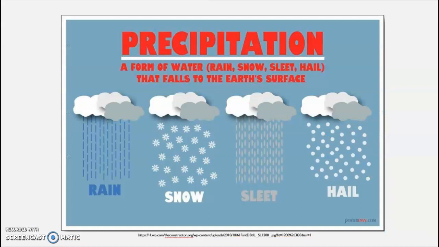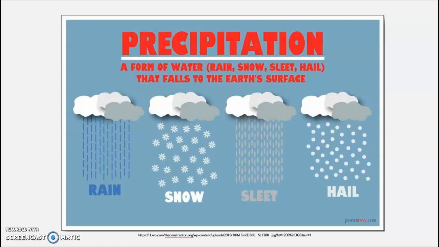So now we have the different forms of precipitation. The first one is rain, which is just drops of water that fall from a cloud. Then we have snow, which are ice crystals that are formed as they fall through the atmosphere with a temperature that is below freezing. It will continue to fall to earth as snow as long as the temperatures remain below freezing. The next is sleet, which is rain that falls from the clouds and freezes before it reaches the earth's surface. And the last is hail.